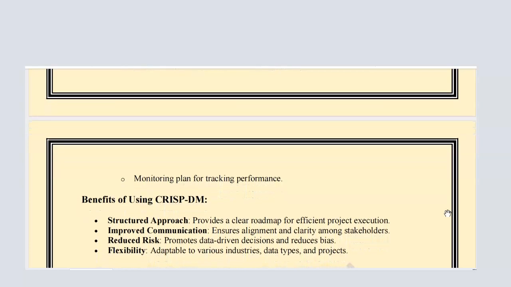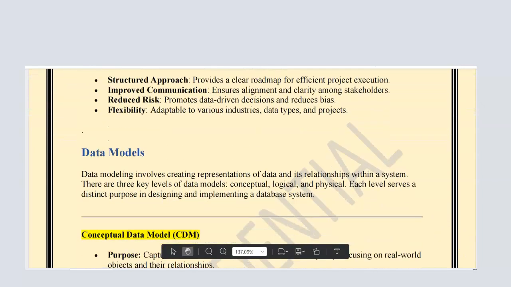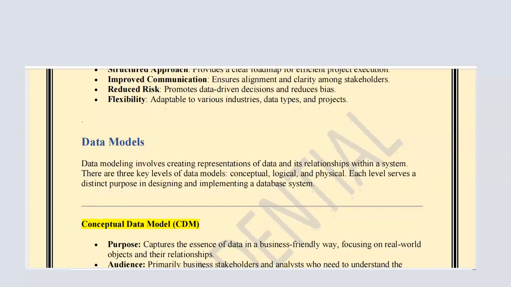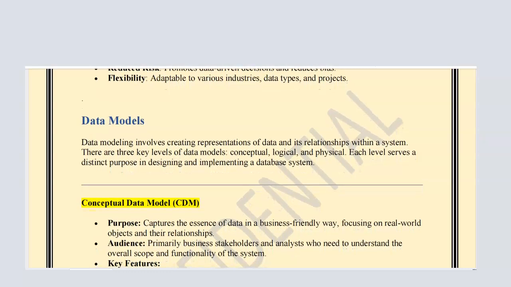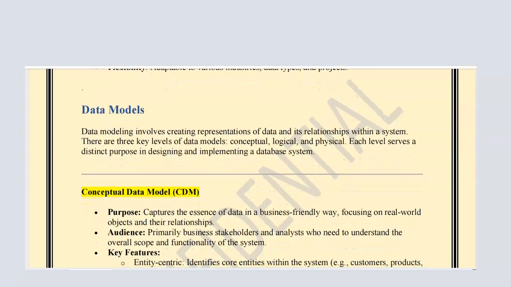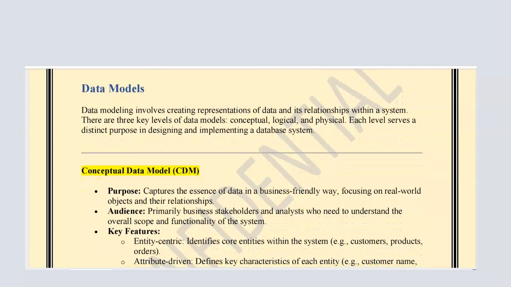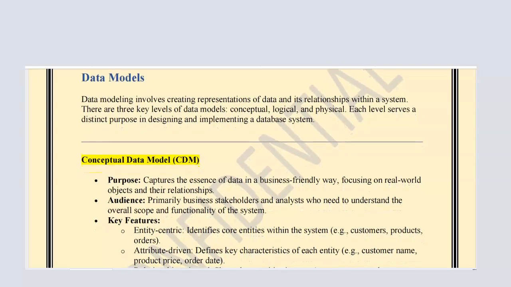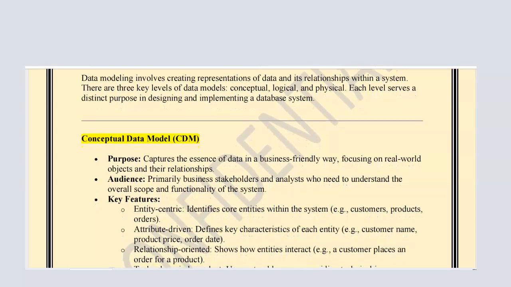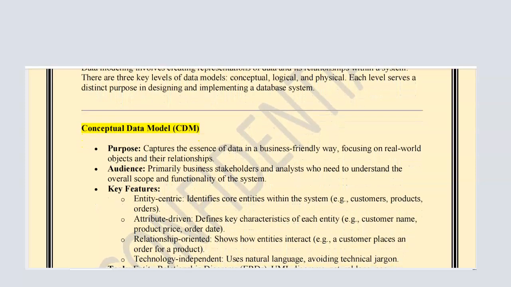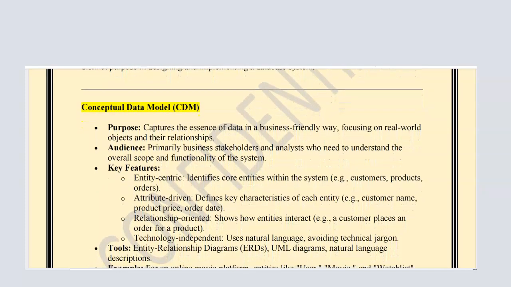So let's look at data models. We say that data modeling involves creating representations of data and its relationships within a system. There are three key levels of data models, whereby we look at the conceptual, logical, and physical. Each level serves a different purpose in the process of designing and implementing a database system.